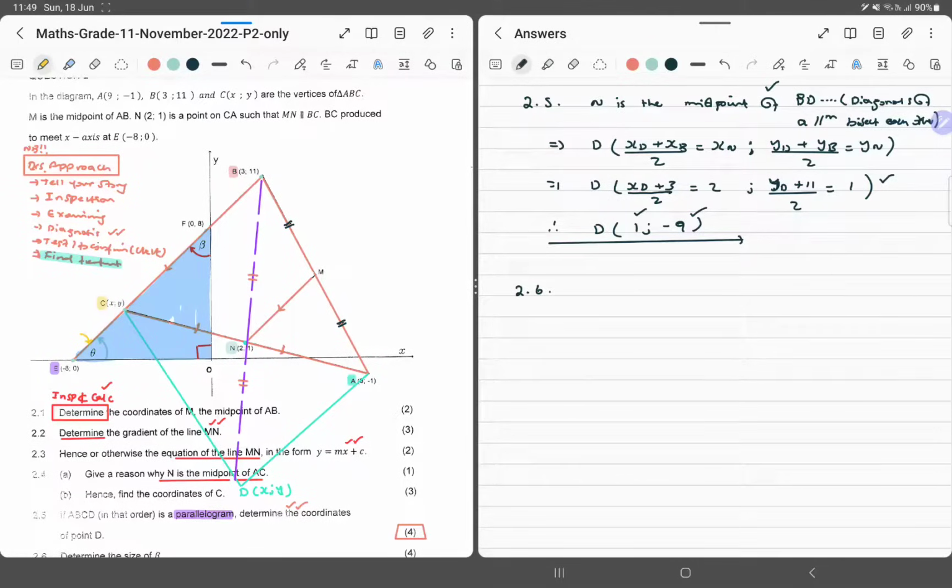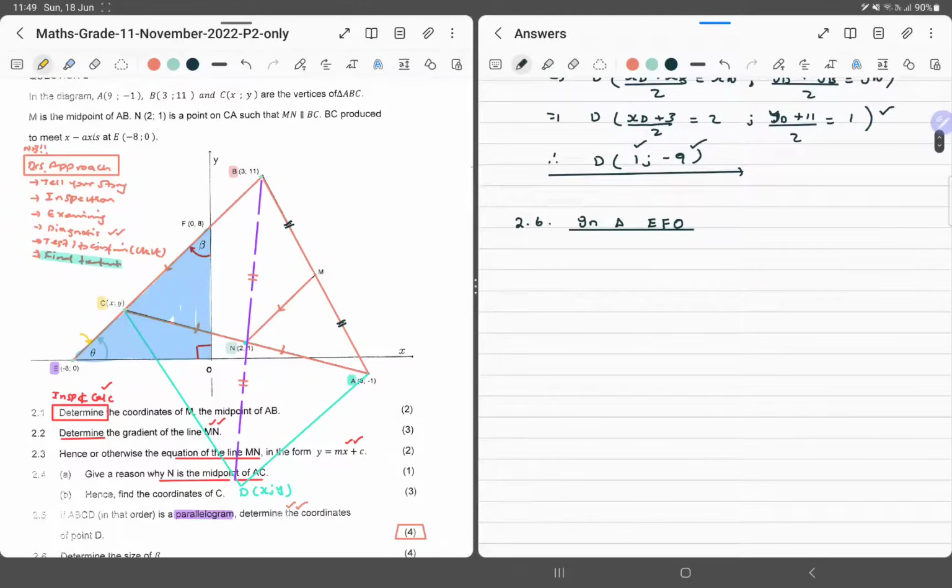So let's see. We can say in triangle EFO, okay? Always state the region that you're working at. What do we see there? We know that tan theta, because we need that angle, is equal to the gradient of BE. Okay, great stuff. That is the angle of inclination. You don't need to explain that.